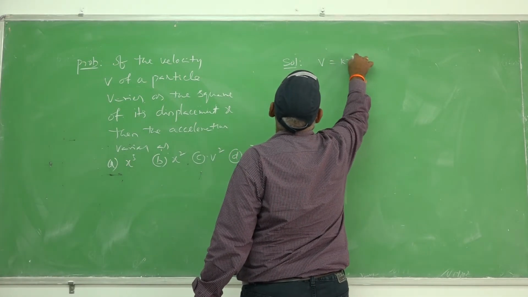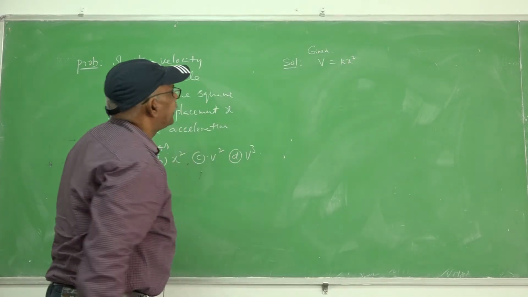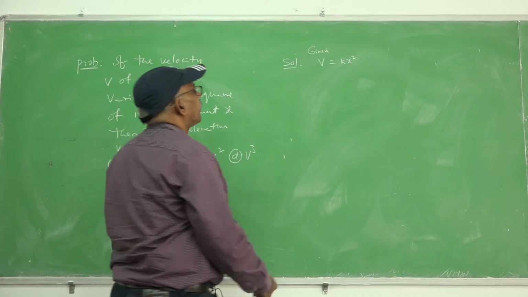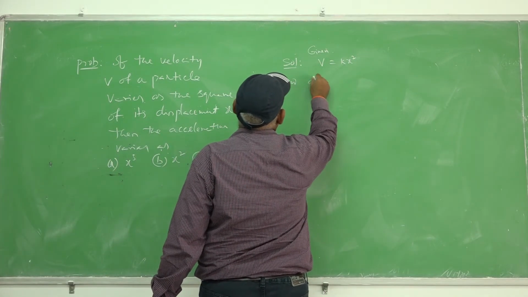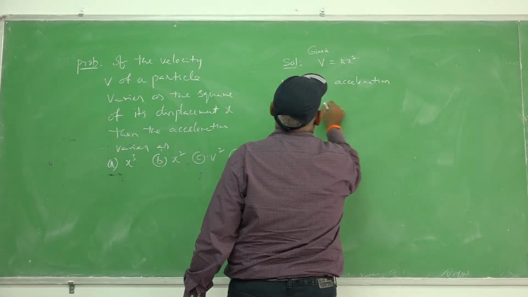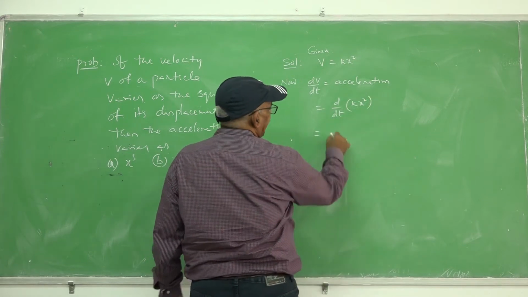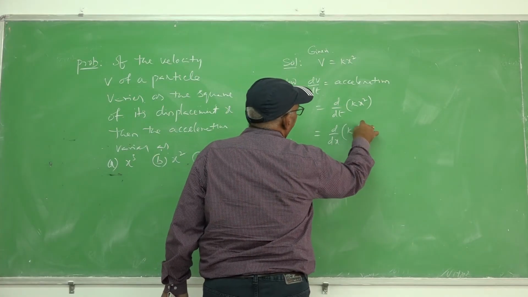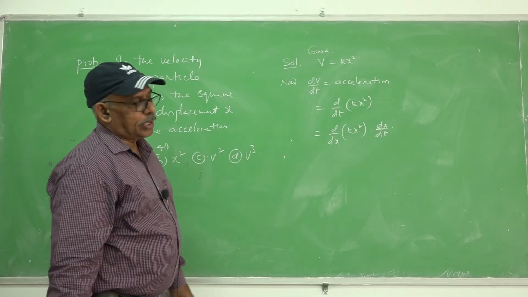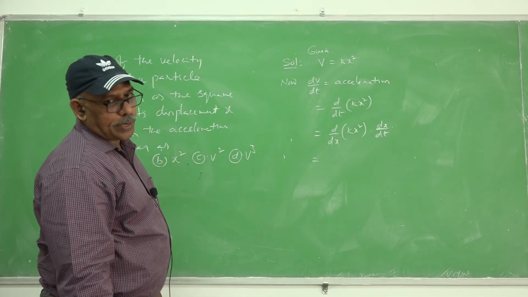V equal to kx square, that is correct. This is given. Velocity varies according to the square of the displacement. Now dv by dt, acceleration. Acceleration is d by dt of kx square. That is d by dx of kx square into dx by dt.